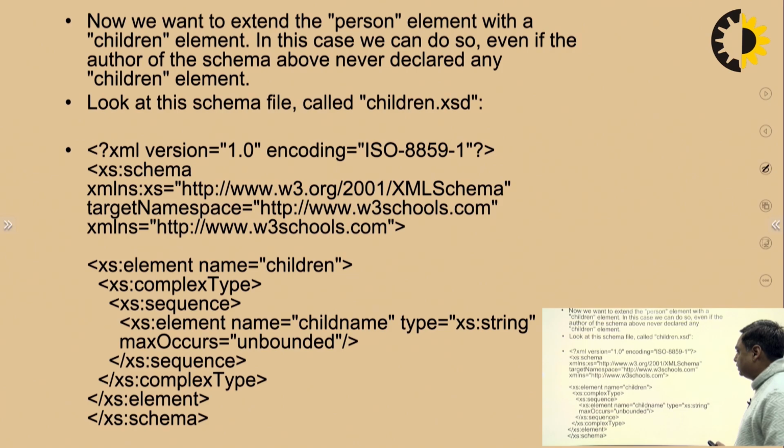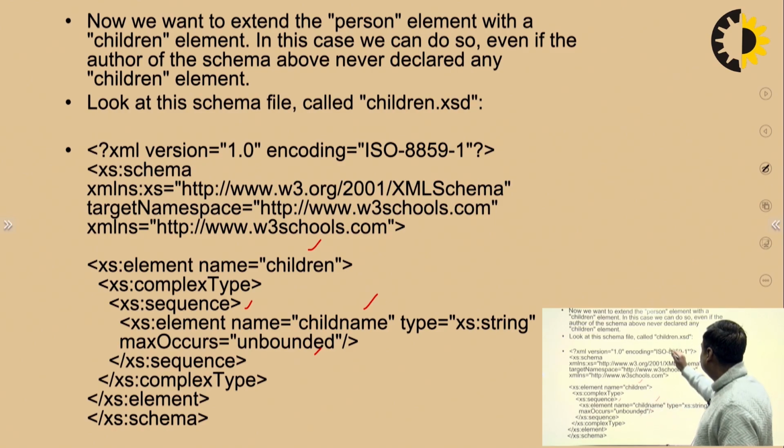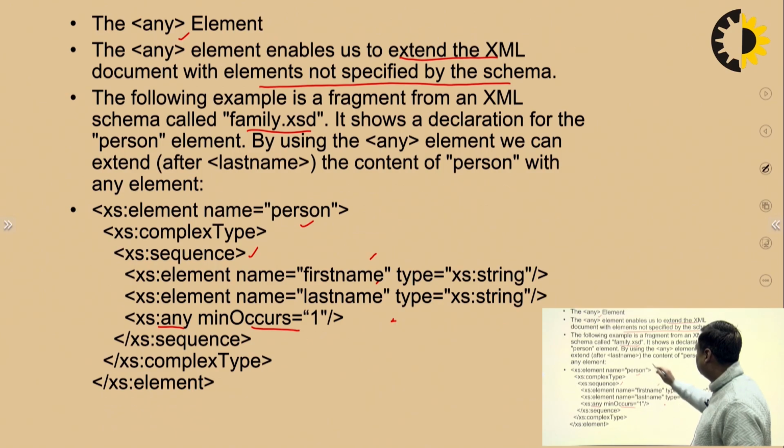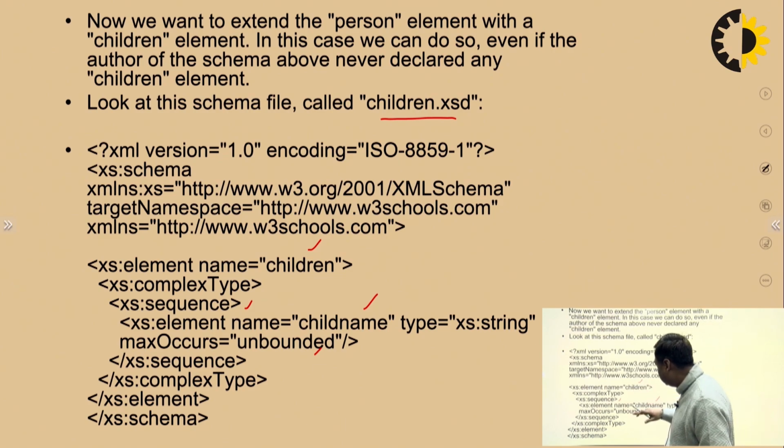So now look at another example. Here we define one children element, and we define the sequence, and we have a child name. Here the child name is unbounded. This file we call children.xsd, and this file we call family.xsd. So we have 2 XSD files. In the second XSD file, we have defined the element children that may have child name, and it is unbounded. So within the children element, we can have any number of child names, because maxOccurs equals unbounded.